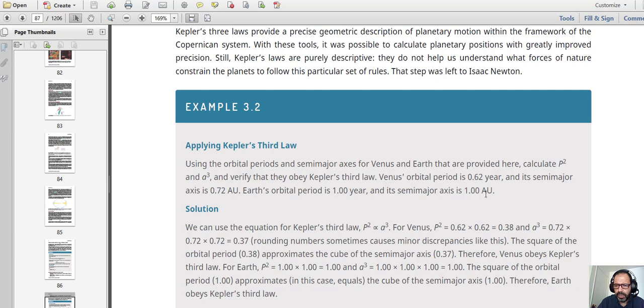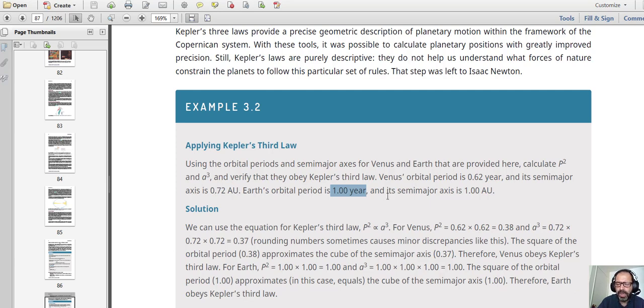So we have both. In this case, we have the semi-major axis and the period of Venus. It takes 0.26 years to go once around the sun. For Earth, it takes exactly 1 year. And its semi-major axis is 0.72. In other words, the distance from Venus, on average, to the sun is less than the distance from the Earth to the sun. That's because Venus is an inner planet, closer to the sun than the Earth is, at almost three quarters of the distance to the sun.